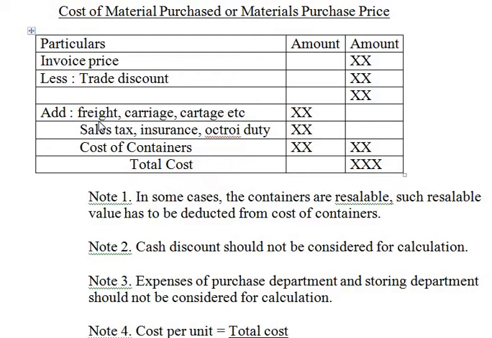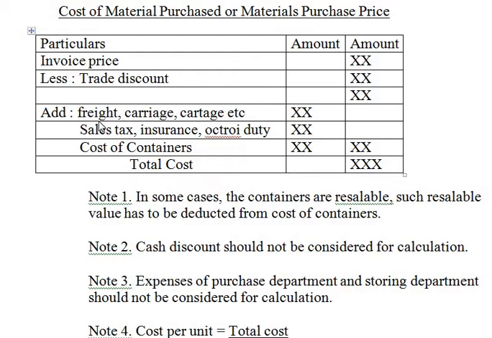In today's class, we will be covering the second part of your third unit, that is cost of material purchased, or material purchase price. The success or failure of any factory depends on the cost of the material, because material cost is the major part of total cost. Whatever invoice is received from the supplier will be the base figure of the purchase price.